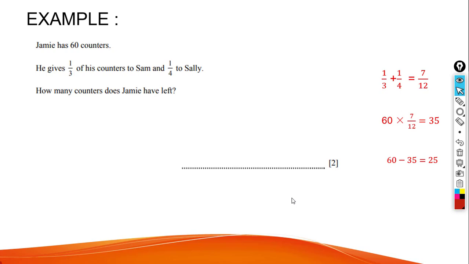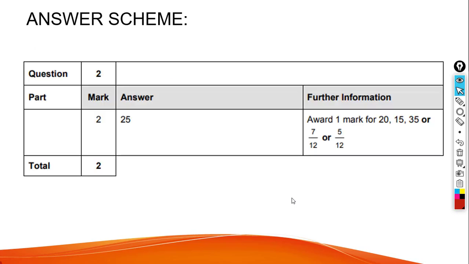So let's look into the answer scheme. It's a 2 mark question. The answer is 25, of course. They will award 1 mark if they've seen any of the numbers 20, 15, 35, or the fraction that you have written just now for the working. This is how they mark the paper, based on the answer scheme.